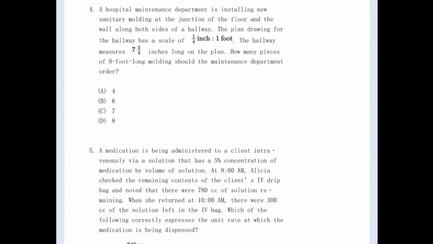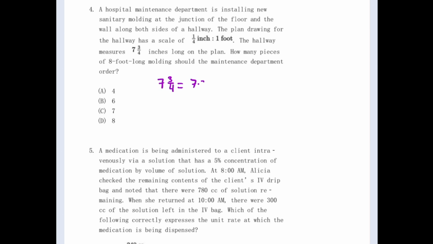The next problem: a hospital maintenance department is installing new sanitary molding at the junction of the floor and the wall along both sides of the hall. The plan drawing for the hallway has a scale of 1/4 of an inch to a foot. The hallway measures 7 3/4 inches long on the plan. How many pieces of 8-foot long molding should the maintenance department order?